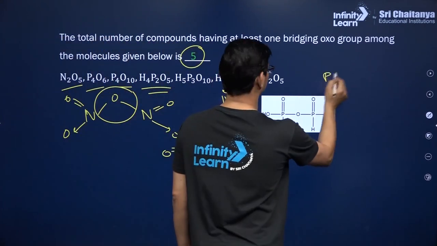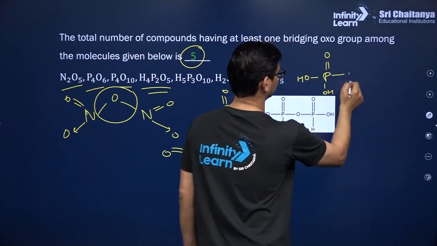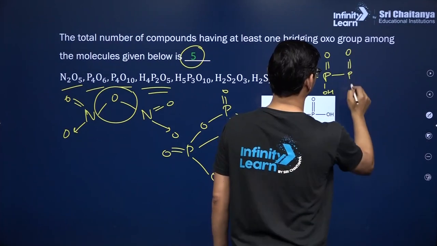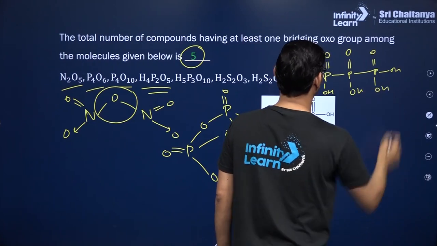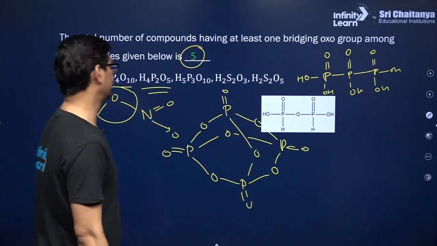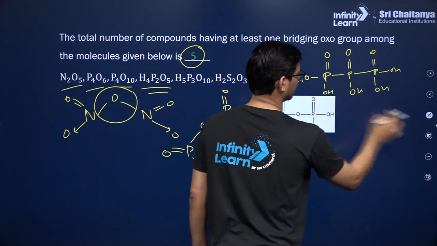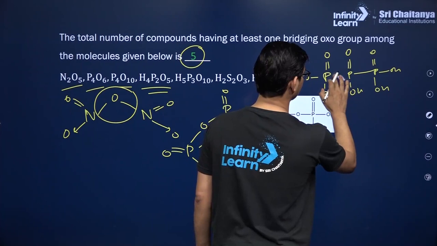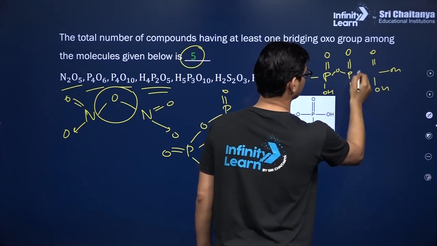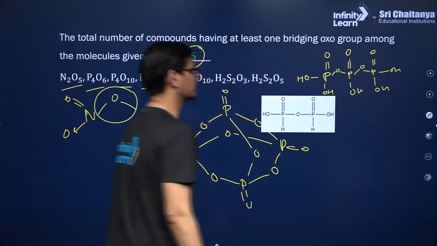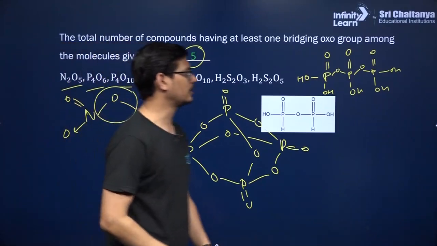So this goes like this. 1, 2, 3, 4, 5, H5. P3 and 3 and 3, 6 and 7, 8 and then 9, 10. Yes, of course, there are bridging oxygens also, right? So there are 5 compounds in total. Okay, so that is all in this solution, guys.